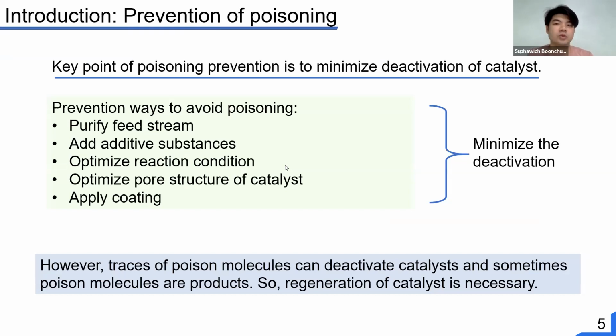Prevention is the method to minimize the deactivation. The prevention ways to avoid poison are the following. However, a trace of poison molecule can deactivate the catalyst, and sometimes poison molecules are products or intermediates. So, the regeneration process is very necessary.